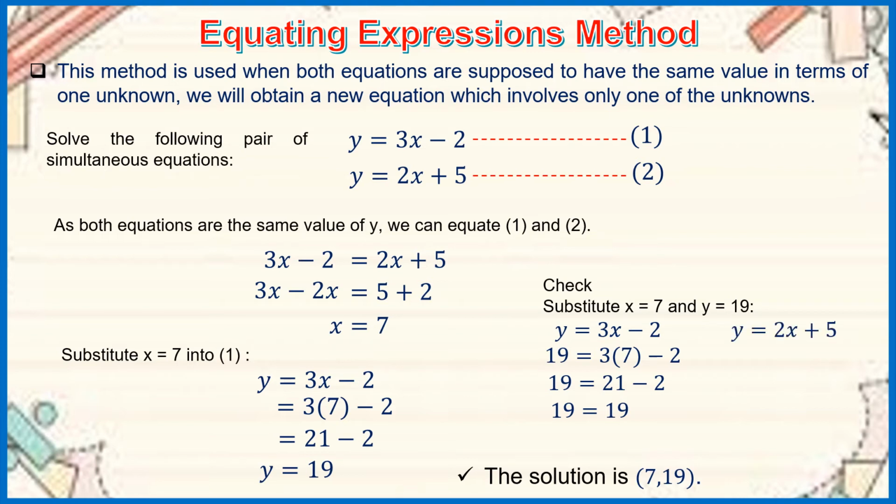How about if we are going to use equation 2? So y = 2x + 5. So substituting the values of x and y, we will be having 19 = 2 times 7 + 5. So 2 times 7 is equal to what? Correct. It would be equal to 14. So is 19 equal to 14 + 5? Yes, it is correct. So 19 is equal to 19. So therefore, the solution is really (7, 19).